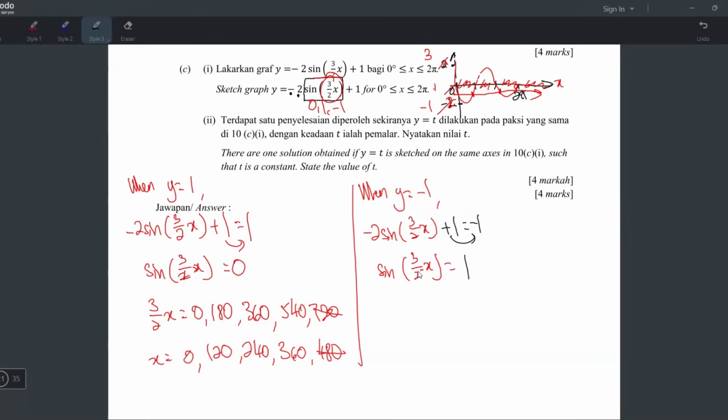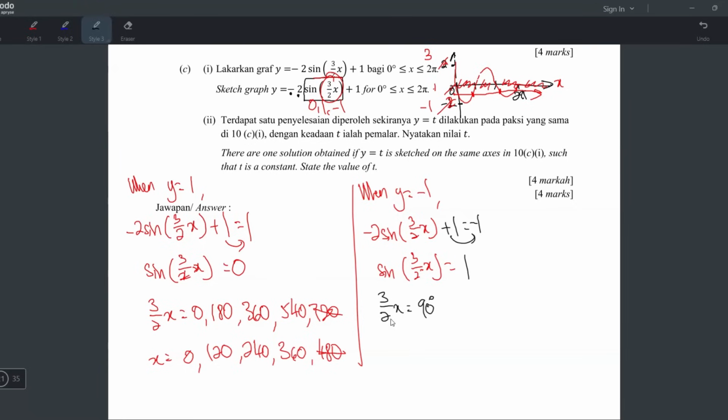So this is also a special case because your sine answer is 1. For sine 1, there is only one answer, which is 90 degrees. But this is 3 over 2x, which means 1.5x. So you have to treat it like 2 rotations and you have to get the answer for the second rotation.